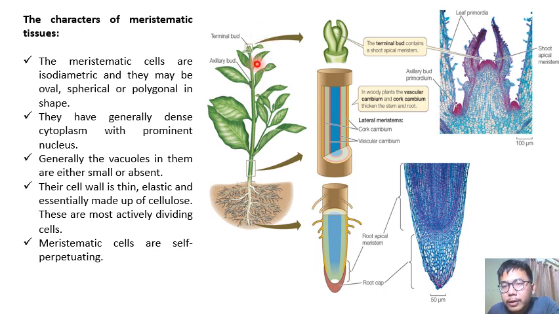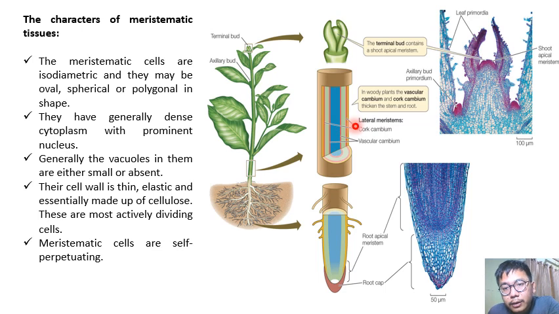In order to grow upward, the meristematic tissue will be producing new stem, or new tissue will be produced because of the meristematic tissue. These are the leaf primordia. Leaf primordia means lateral outgrowths from the apical meristem that develop into leaves. And here the root apical meristem will be present just above the root cap. This root apical meristem will produce new tissue, producing new cells, and at the same time it can also produce the root cap.